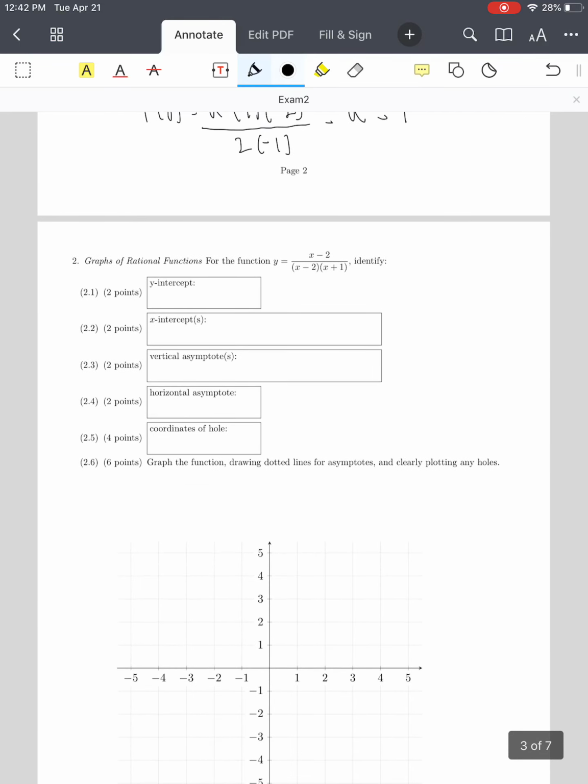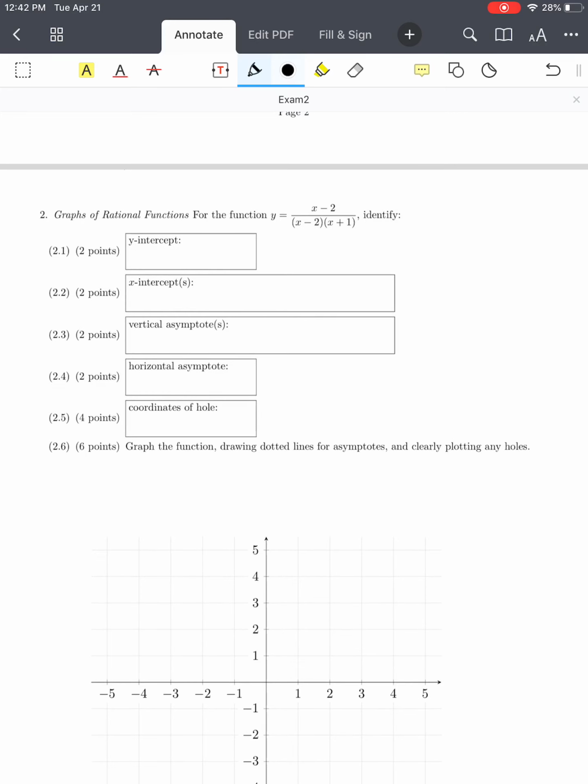Problem 2, graphs of rational functions. Now we're given a rational function and we want to graph it. So we want to find the y-intercept. Remember, that's when we plug in 0 for x, that's -2 over -2 times 1, which just equals, the -2's cancel out, 1. So the y-intercept is (0, 1).